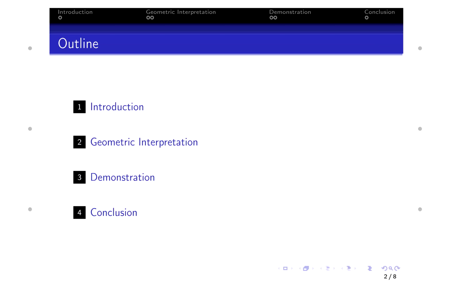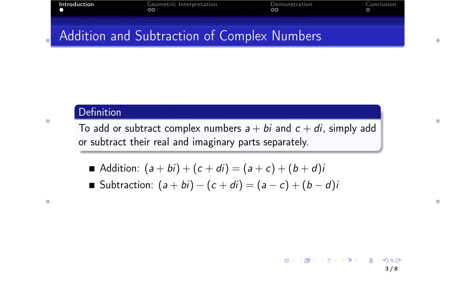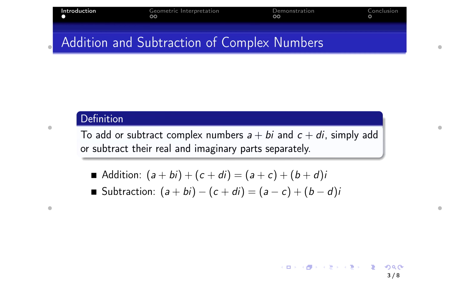So straight to it, the idea of addition and subtraction of complex numbers is very straightforward, because all it requires is to add or subtract complex numbers a plus bi and c plus di. Simply add or subtract their real and imaginary parts separately. So what that means is that you add a to c and you add b to d with the i attached. That's all. So it's pretty simple.